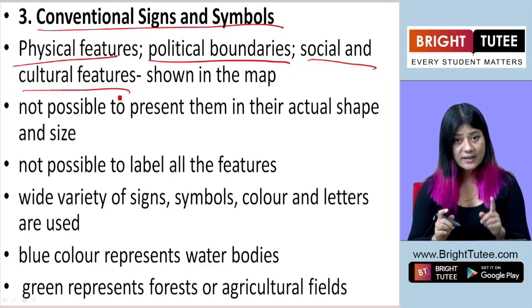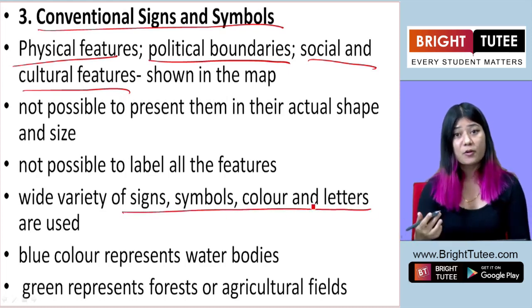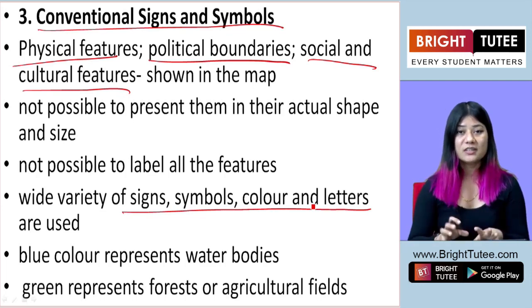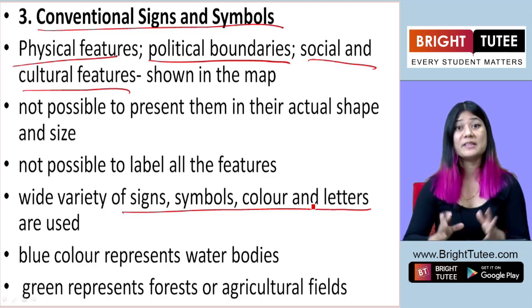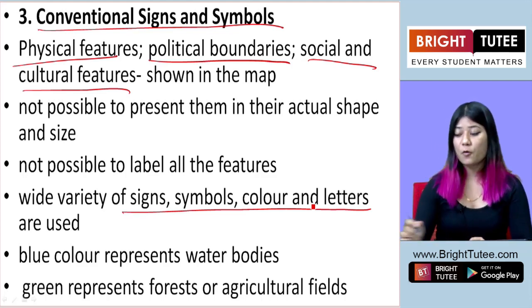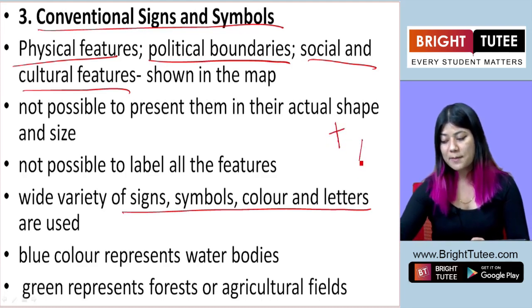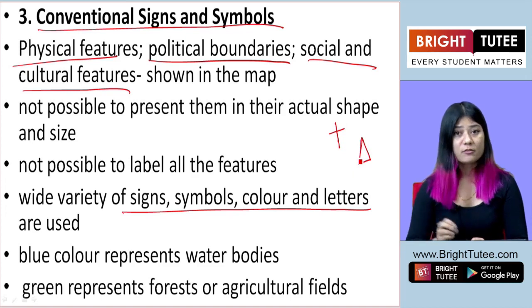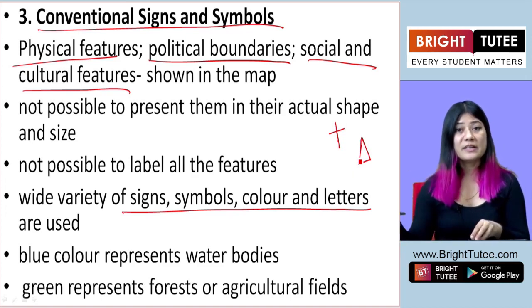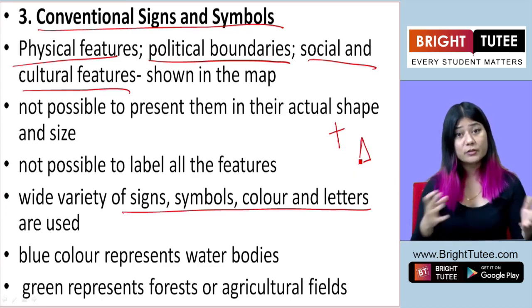Okay, so then the use of symbols, signs, colors, letters become important, because when you cannot put all the features on the map, because the maps cannot be that big, right? So you use symbols for certain things. Say for example, for churches, you just use this symbol of a cross. For temple, maybe a triangular shape. So these are used to represent the buildings that you see on the ground on the map.